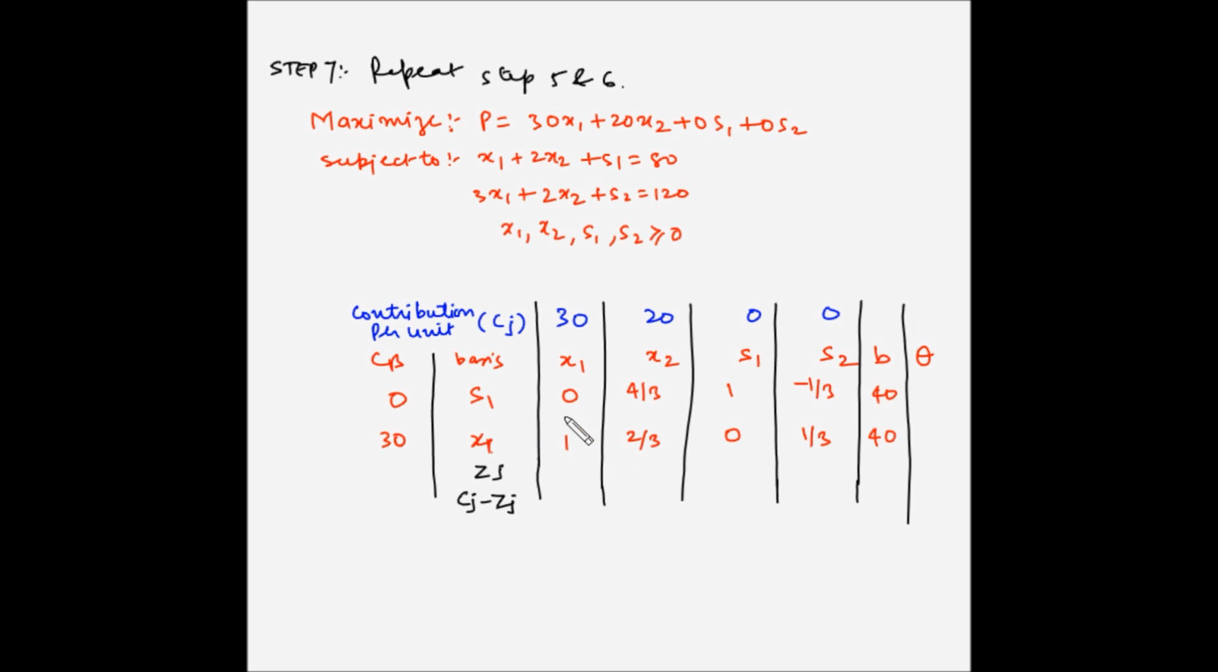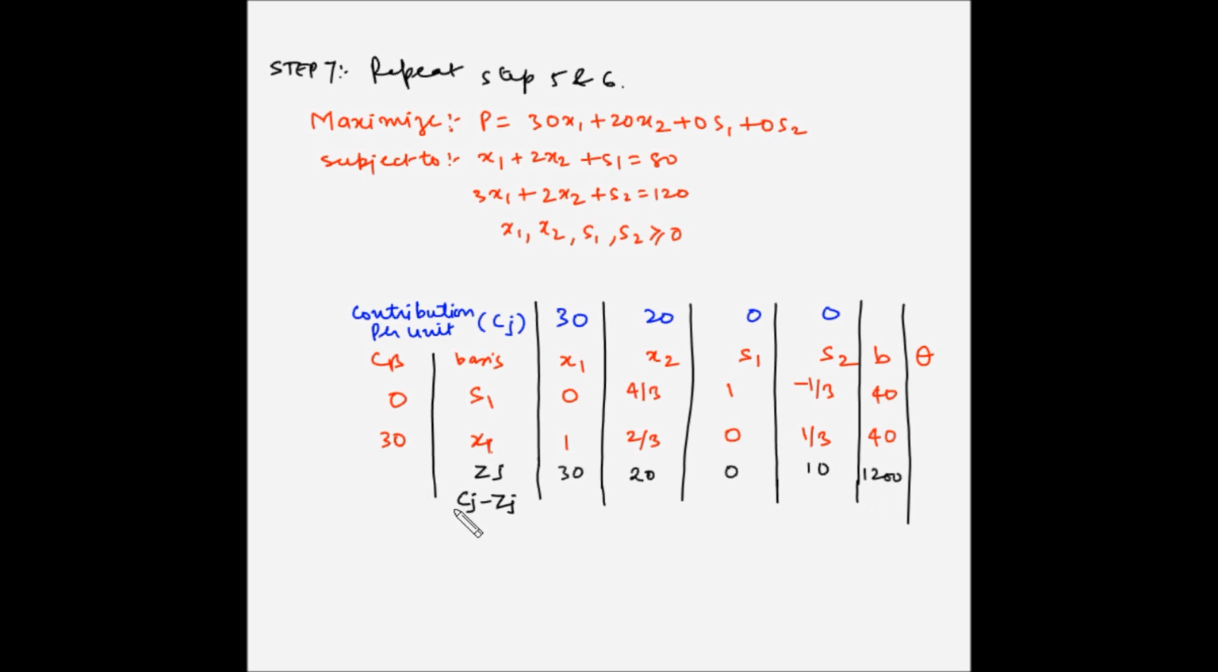Okay. So for column x1, 0 into 0 plus 30 into 1, which is 30. For x2, 0 into 4 by 3 is 0. 30 into 2 by 3 is 20. Right? 3 tens are 30, so 10 multiplied by 2 is 20. 0 into 1 plus 0 into 30 is 0. 0 into minus 1 by 3 is 0, and 30 into 1 by 3 is 10. 0 into 40 is 0. 30 into 40 is 1200.